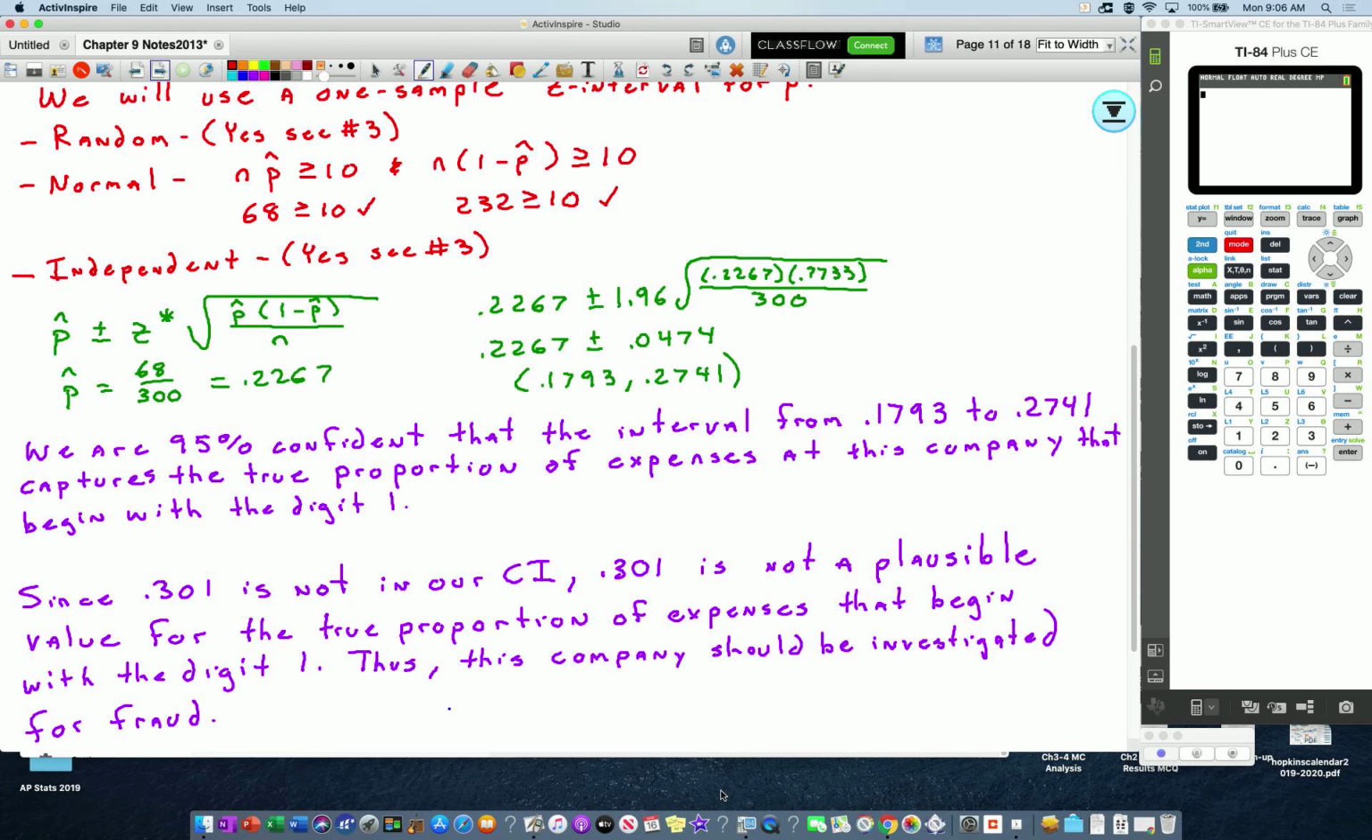Hence our interpretation of the confidence interval. We're 95% confident that the interval from 0.1793 to 0.2741 captures the true proportion of expenses at this company that begin with the digit 1. Okay? So now if I look at this interval, 0.301 is not in our confidence interval. So it's not a plausible value we would expect for the true proportion. Because of this, we would reject the null hypothesis, meaning this company should be investigated more thoroughly.